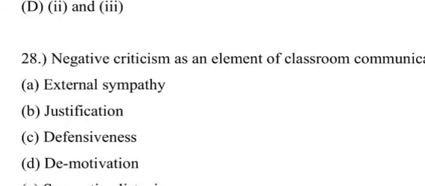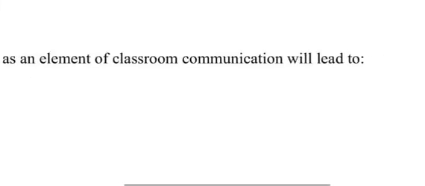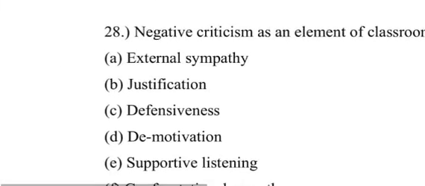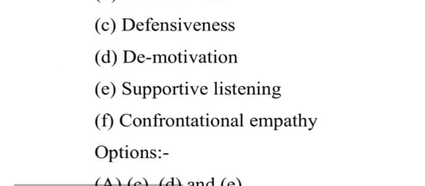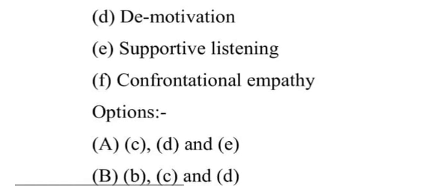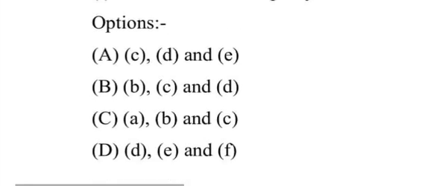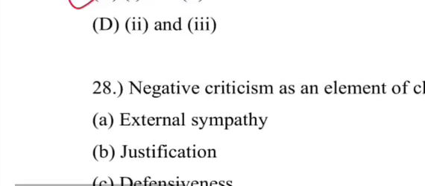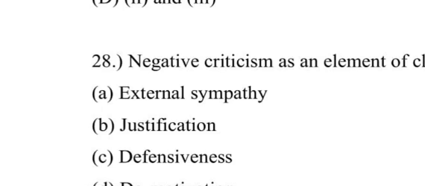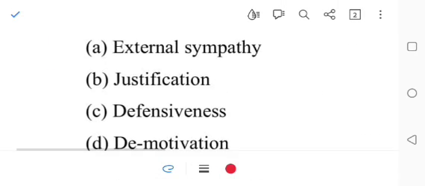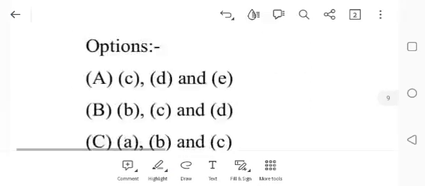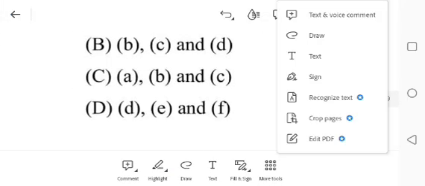28. Negative criticism as an element of classroom communication will lead to what? External sympathy, justification, defensiveness, demotivation, supportive listening, confrontational empathy. So these are the options. So 28, correct answer will be B. That means not this: B, C, and D.